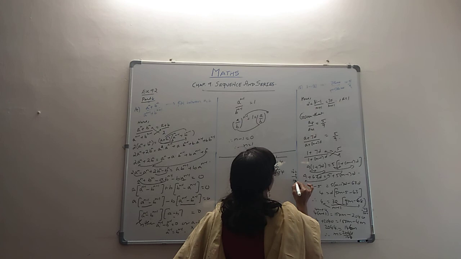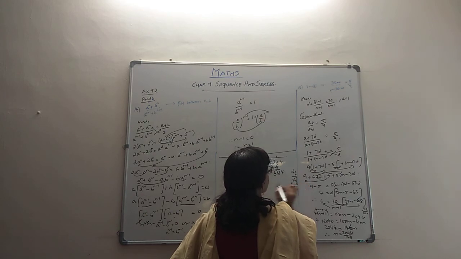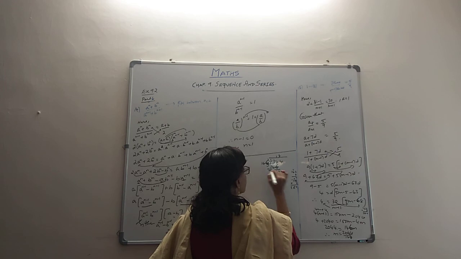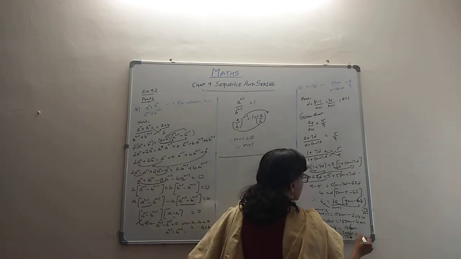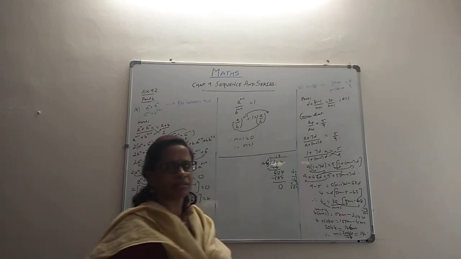Okay, now 146, let's check 4 times. Yes, 4 times, it's 584, and that's 0. That's how this will work to 40. That's exactly your answer, right?